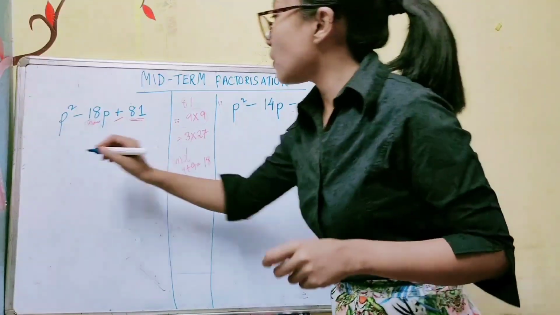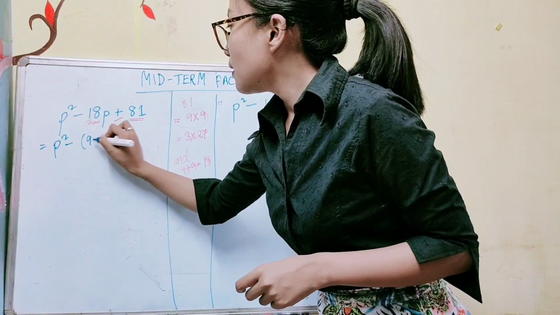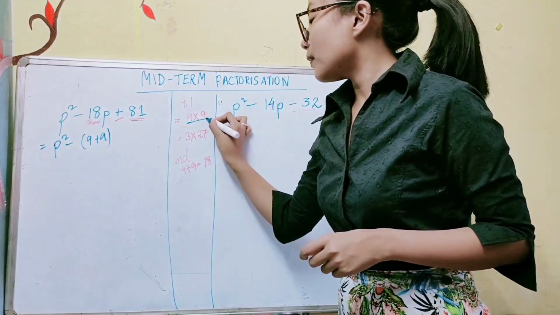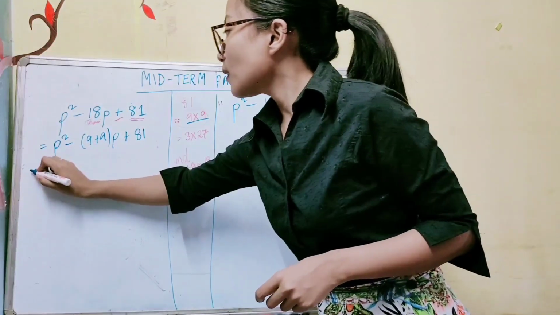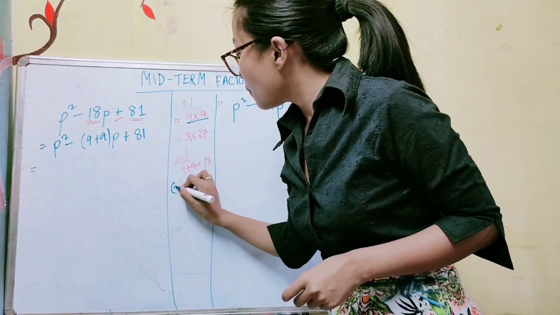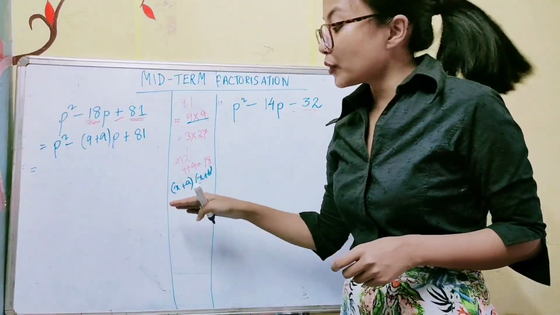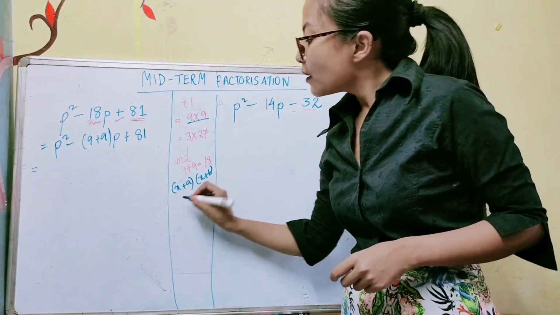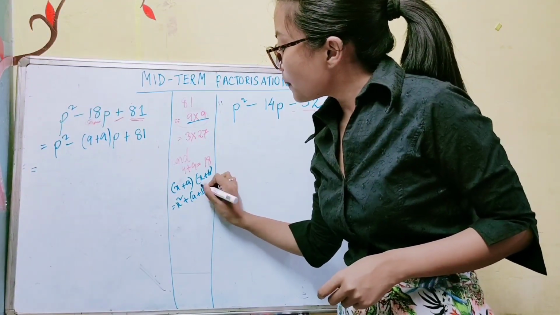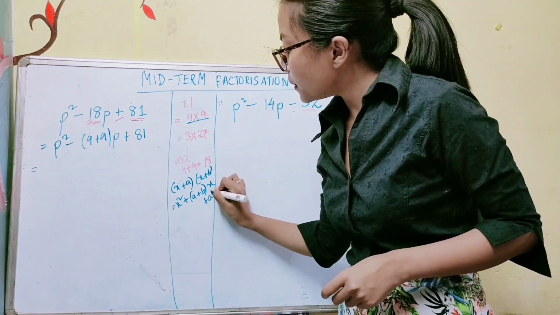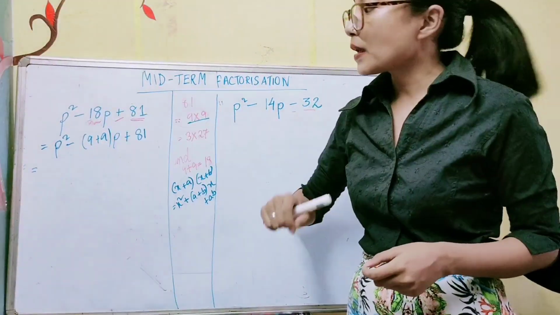So what will I do? I will write here, in place of 18, 9 plus 9, then into p plus 81. Because I hope you remember the formula was (x plus a) into (x plus b). Now we are doing the reverse. The formula was x square plus (a plus b) into x plus ab. So I have to make this in terms of plus or minus here. Now let us break it.